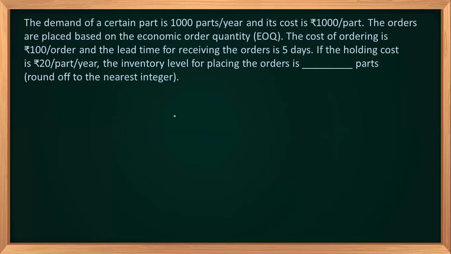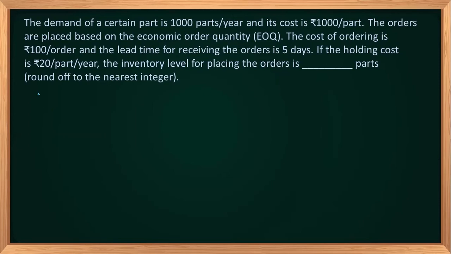Okay. Now, this is from EOQ. Okay. So the demand of a certain part is, say, okay, I will show it in two ways. Our demand is 10,000 parts per year, and its cost is 1,000 rupees per part. The orders are placed based on the economic order quantity, right? The cost of ordering is 100 rupees per order, and lead time is 5 days. If the holding cost is 20 rupees per part per year, what is the inventory level at placing the order, right?